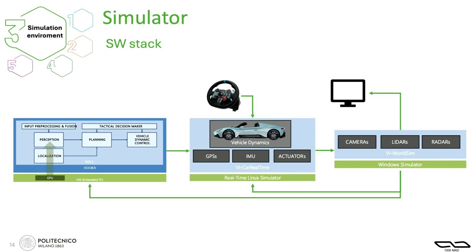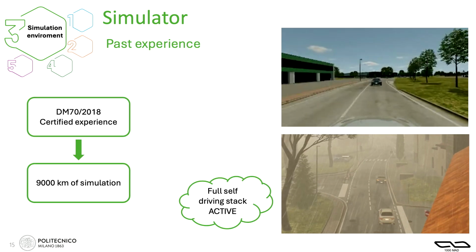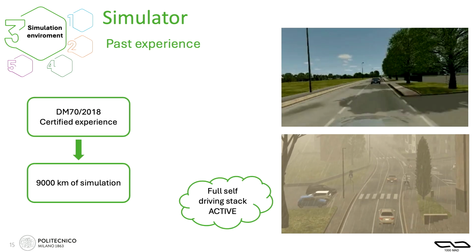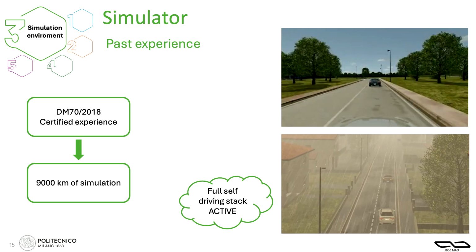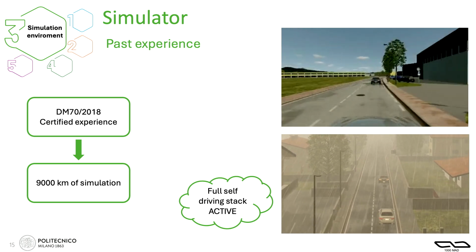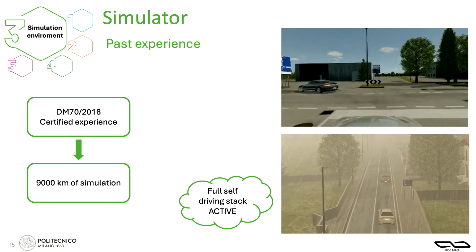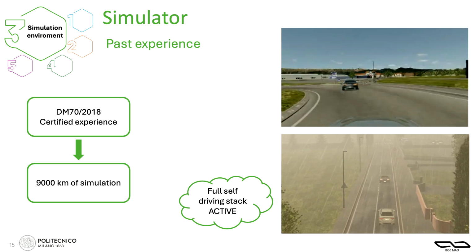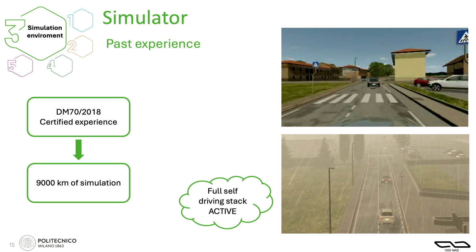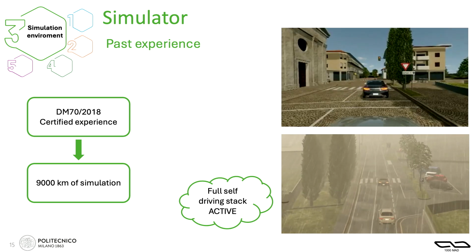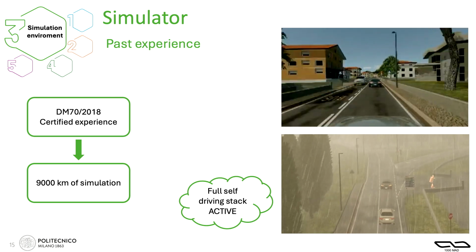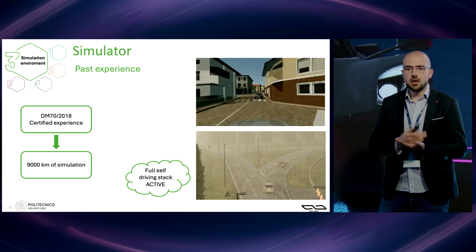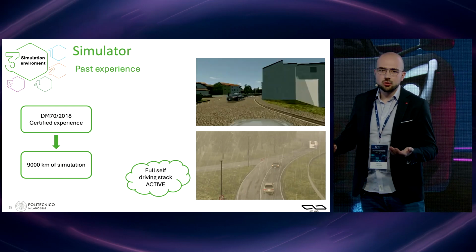You may wonder, OK, big scheme. Do you test it? Yes. We've made a lot of kilometers, due to the fact that we need to do tests on public roads to prove that we are reliable on our self-driving stack. We've performed 9,000 kilometers of simulation in different weather conditions and different types of environment. This is an urban one, you may recognize the Gliacco, but also highway and different road types. And this gives us the green light to start our experimentation on public roads.